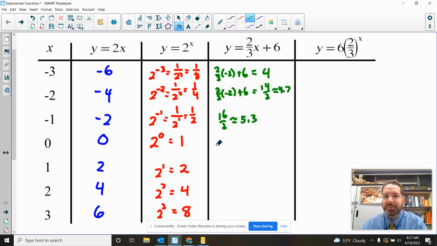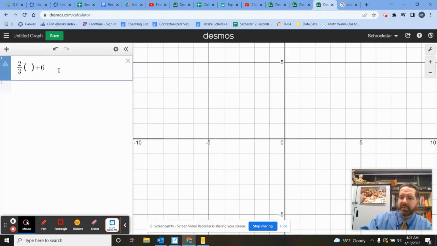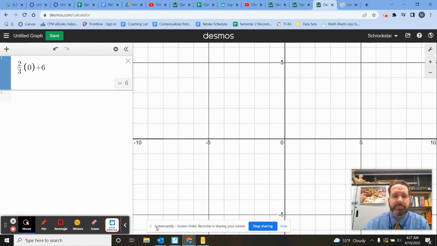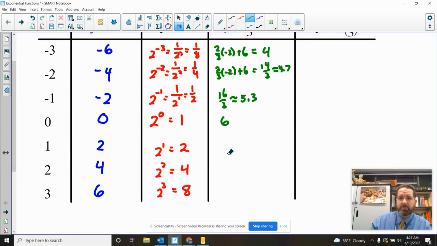Next up, this one we can do probably without the calculator. Put a 0 in here. 2/3 times 0, any number times 0 is 0. Add 6, you should end up with 6. Let's just do a quick check. Put a 0 in for the x. 6 comes up. We're in good shape. All right. Why don't you also, on yours, finish up? I'll finish up mine. We'll check and make sure we get the same results.